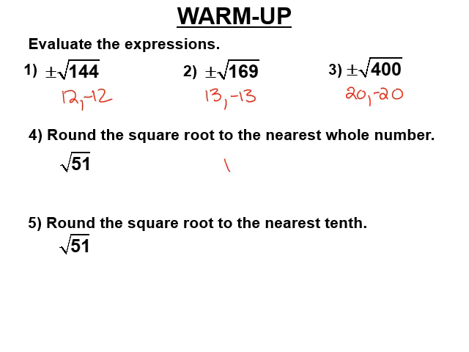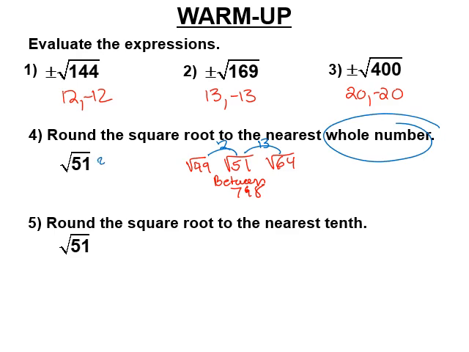The square root of 51 is between the square root of 49 and the square root of 64. It's between 7 and 8, but it's really close to 7, right? It's only 2 away from 49 and 13 away from 64. So to the nearest whole number, we say it's approximately 7.